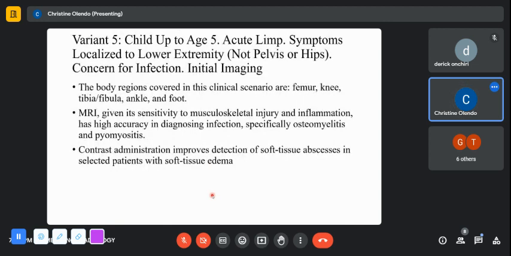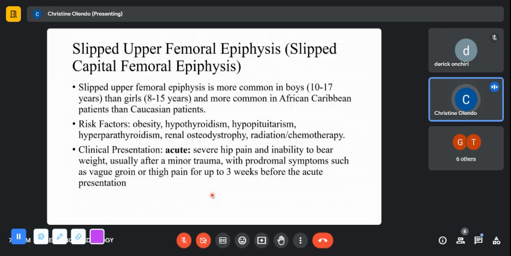For a child up to age 5 with an acute limp and symptoms localized to the lower extremity, not the pelvis or hips, the body regions are the femur, knee, tibia, fibula, ankle, and foot. In this scenario, they recommended MRI because of its sensitivity in musculoskeletal injury and inflammation, with the added advantage of picking out osteomyelitis and pyomyositis.